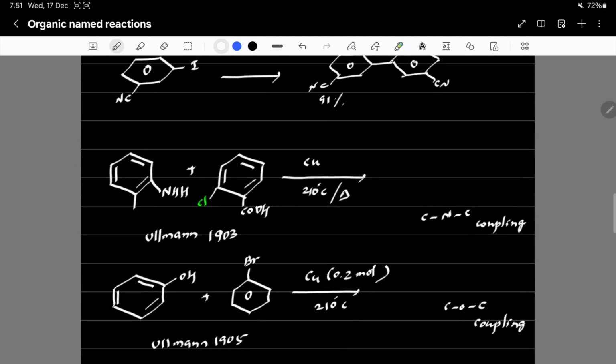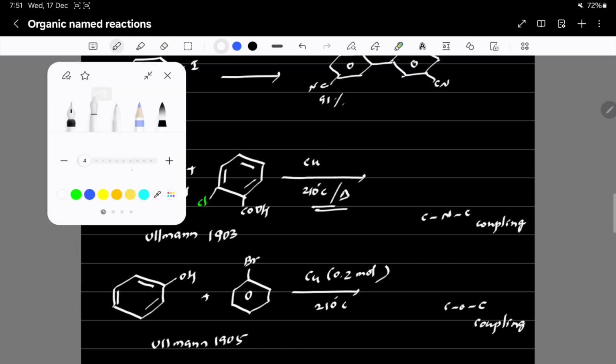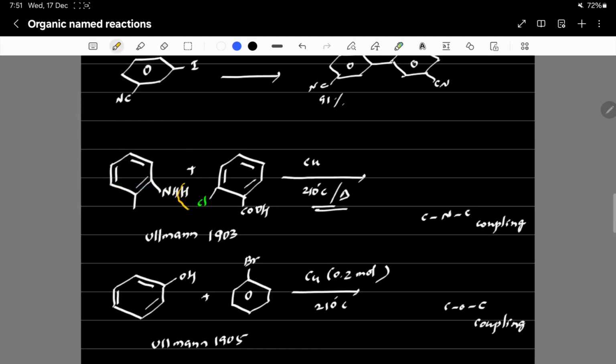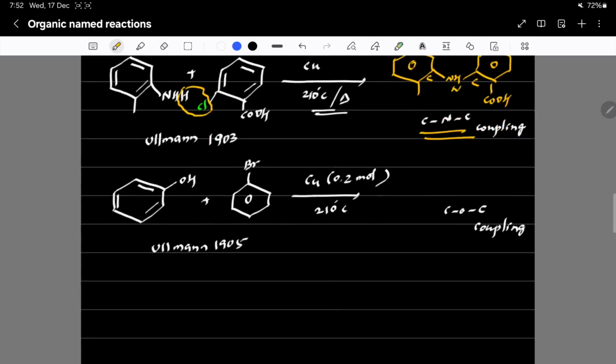Okay, now similarly, some other reaction using copper metal. So at 210 degrees, this H and Cl will leave. So this H and Cl will leave. So we will get the possible product, this is NH. Now here is the CNC coupling, right? This is again Ullmann, synthesized in 1903, right?